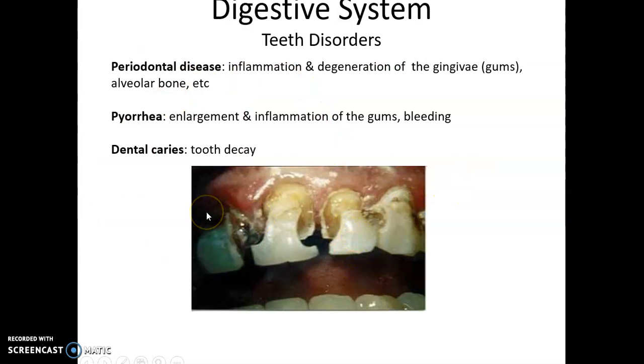All right, some disorders. Well, there's a number of disorders associated with the teeth and gums. There's periodontal disease, which is inflammation and degeneration of the gingivae, or the gums. So they get inflamed, they bleed, they start to break down. Also can lead to breakdown of the alveolar bone, the bone tissue that's holding the tooth in place. Then there's pyorrhea, which is enlargement and inflammation of the gums and bleeding, and dental caries, which is tooth decay. And this picture here shows someone experiencing all 3 disorders: the inflammation, enlargement, and bleeding of the gums, the degeneration of the gums and alveolar bone, and very obviously the tooth decay.